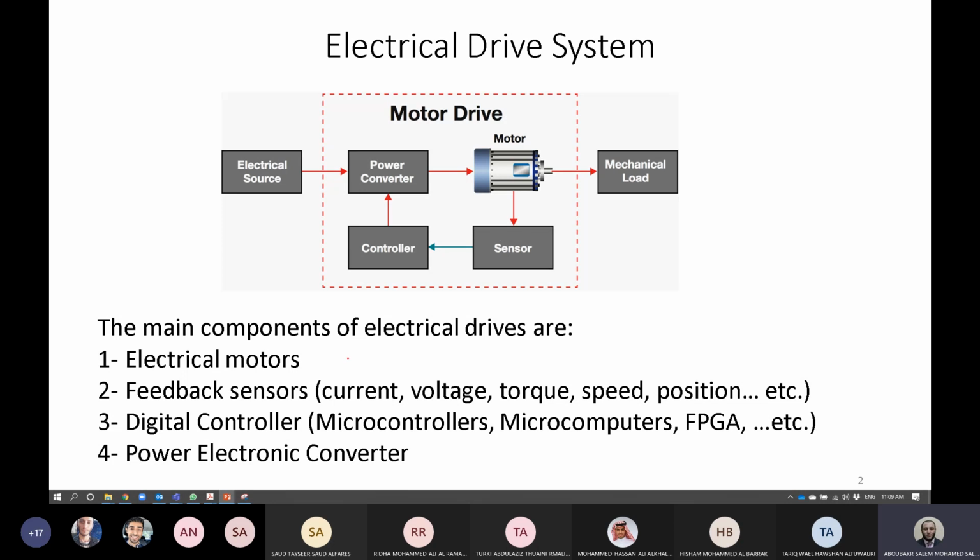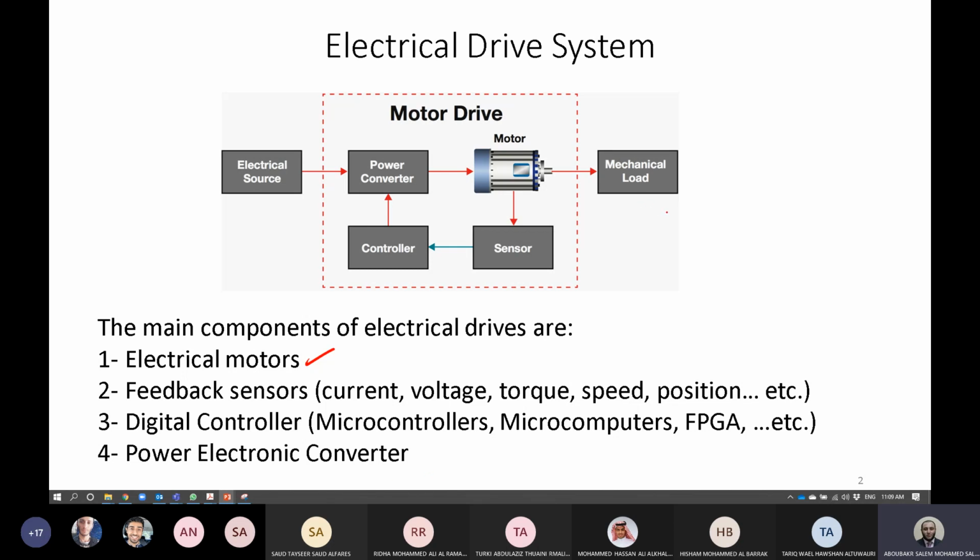So we can say the main components of any electrical drive system are: electrical motors, whether DC or AC motors; feedback sensors that will sense values like voltage, current, torque, and so on; a digital controller like microcontrollers, microcomputers, FPGA, whatever digital controller is used, whose function is to implement the control theory within its core and to provide the proper pulses in order to operate the power electronic converter. Number 4 is the power electronic converter itself.